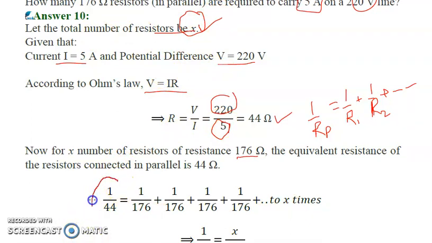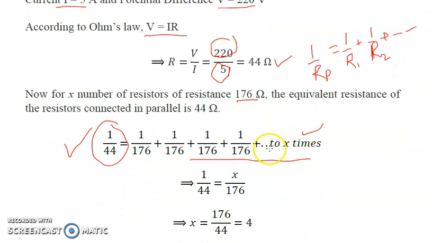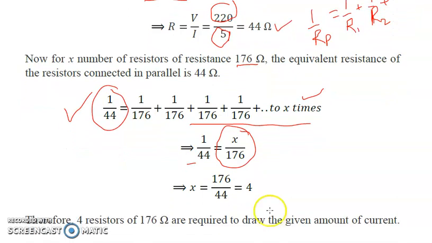So 1 upon R means 1 upon 44 will be 1 upon 176 plus 1 upon 176, because all are having equal resistances of 176, है ना. तो इफ वी विल टेक कि हमने x लगाने हैं, तो अगर x टाइम्स इसको लिखेंगे, so it will be x upon 176 after adding all this. x upon 176 is equal to 1 upon 44. From here we can calculate the value for x, and value for x would be simply 4.